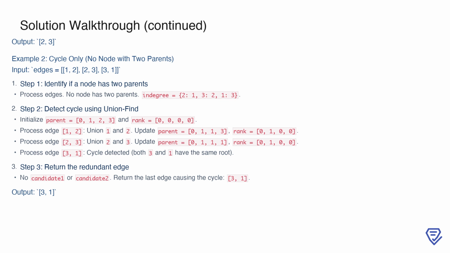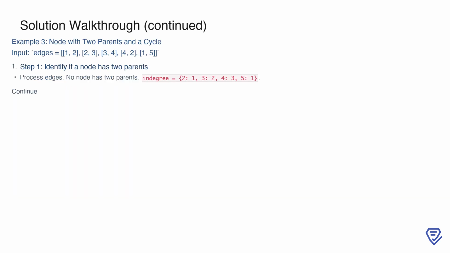Finally, we process edge 3, 1. At this point, we detect a cycle because both nodes 3 and 1 share the same root. Since there are no candidates recorded in this case, we directly return the last edge that caused the cycle, which is 3, 1.